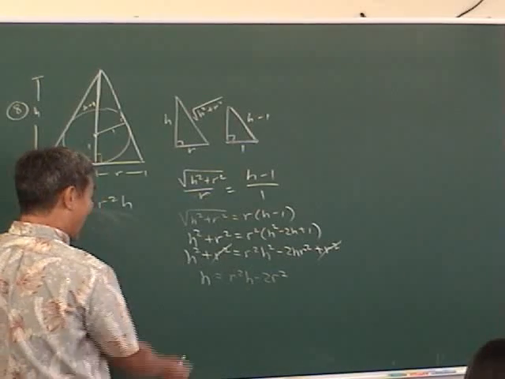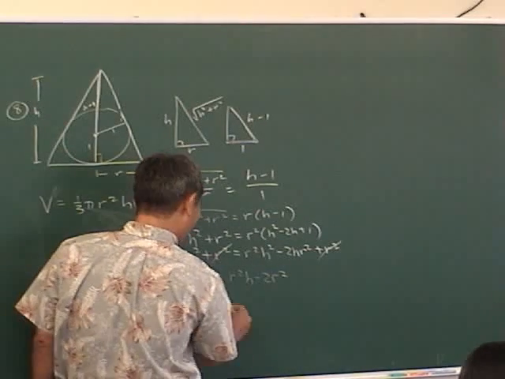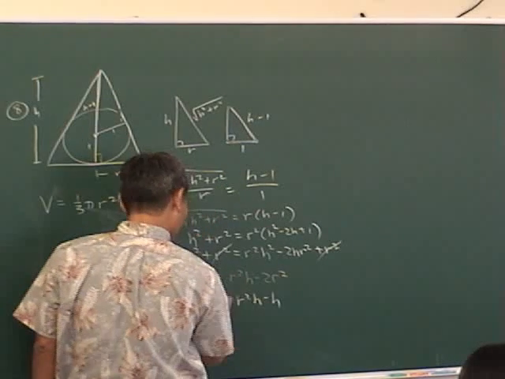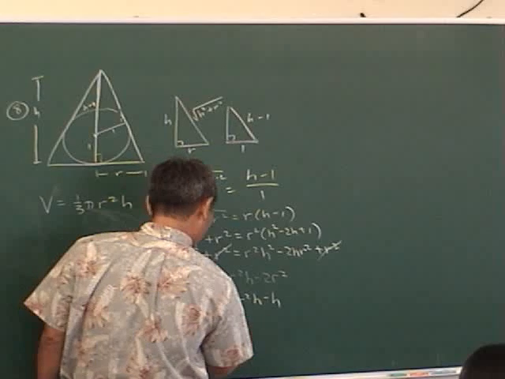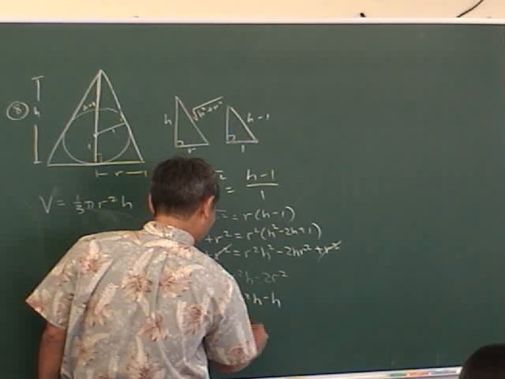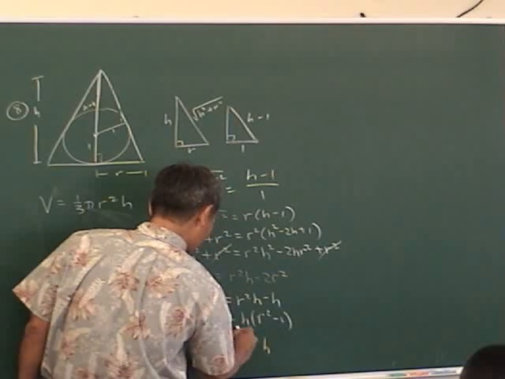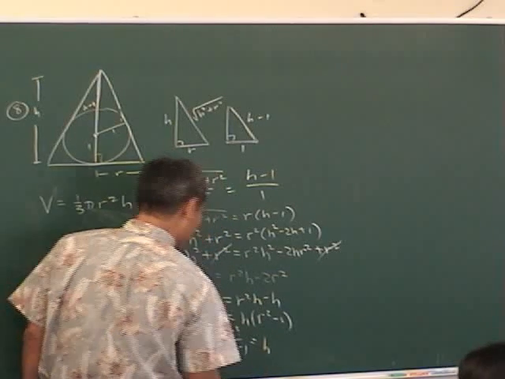Now, look, this is just linear now. Put all the h's on one side. Put this on this side. Look, it's so pretty. 2r squared is equal to, factor out the h, r squared minus 1. So h is equal to 2r squared over r squared minus 1. There you go. That's h.